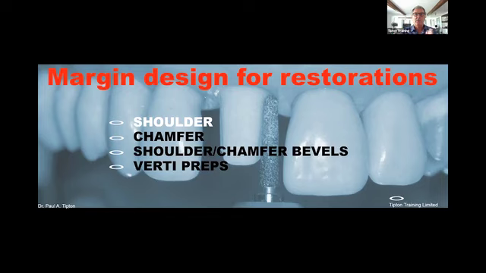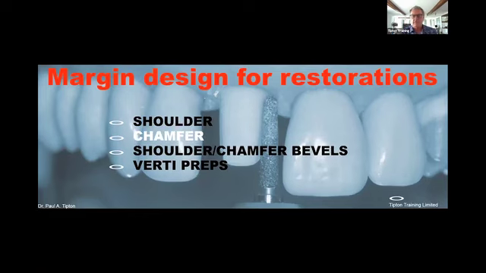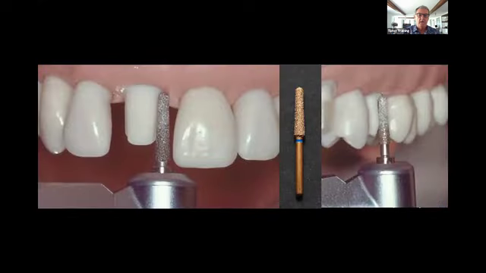Okay, shoulders do not seal very well at all. They seat well down, but chamfers also seat. We've mentioned that if you're going to use a ceramic margin, then ceramics do not do 90-degree internal line angles. So you're better off doing a chamfer. So let's look at chamfer margins, okay? We throw shoulders away. Chamfer margins.